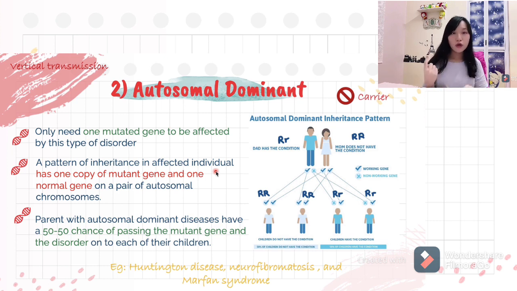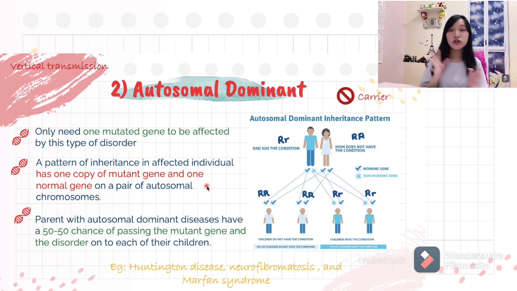of the mother and also one normal gene on a pair of autosomal chromosomes, which means that in two genes in a pair, only one mutated gene will cause that individual to have the disease. And if the individual has both mutated genes, they will also be affected with that particular disease. In this case, there are no carriers in autosomal dominant disease, which means that if the individual is heterozygous, they are not a carrier. They will be affected with the disease straightaway.